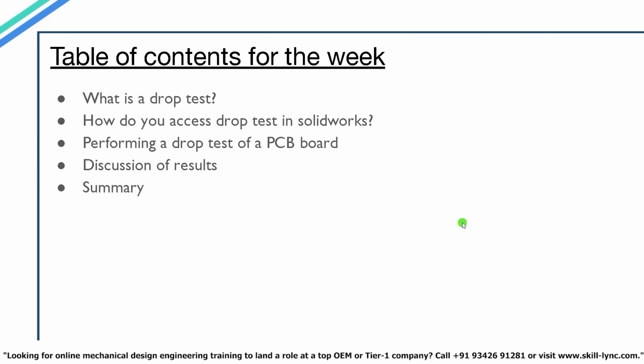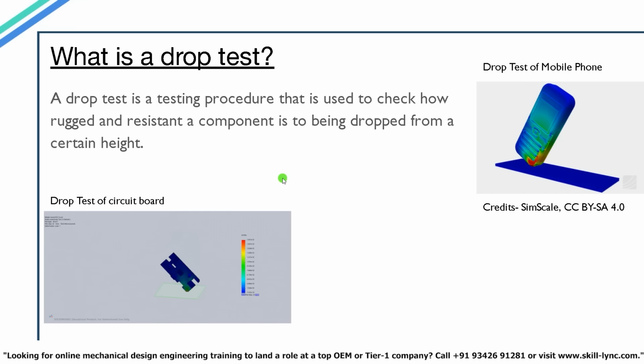So the table of contents for this week are, first we will discuss what exactly a drop test is, and then we will move on to the software part where I will show you how to access the drop test panel in the SOLIDWORKS Simulation toolbar. Then we will be performing a simple drop test of the PCB board, and then we'll have a brief discussion of the results. Then we'll have a summary, and after that we'll be concluding the video. So the first topic is, what is a drop test?